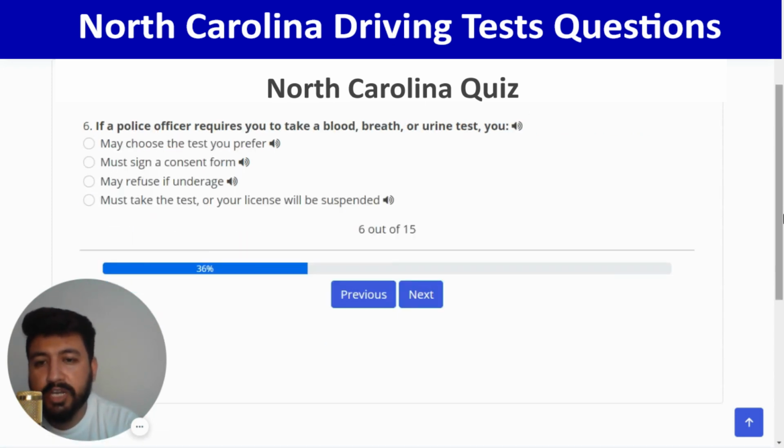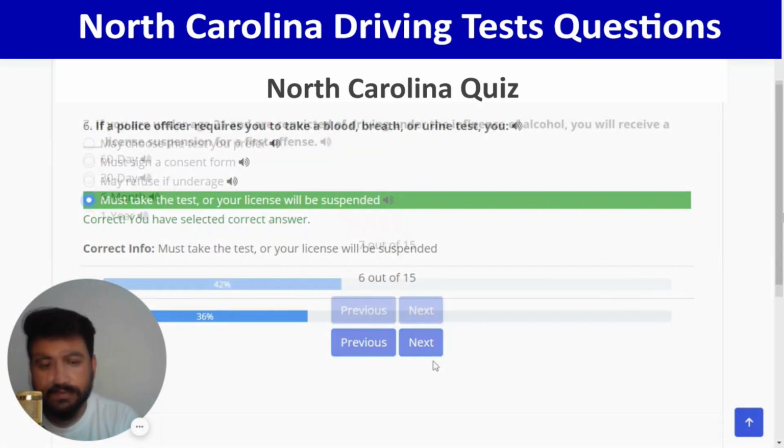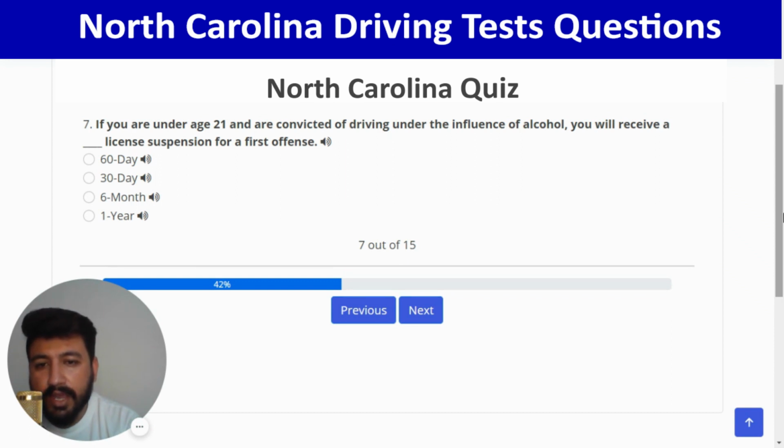If a police officer requires you to take a blood, breath, or urine test, the right answer is must take the test or your license will be suspended. So I'm going to click on the last option, which should be the right one. This is correct. And next. If you are under age 21 and are convicted of driving under the influence of alcohol, you will receive a blank license suspension for a first offense.